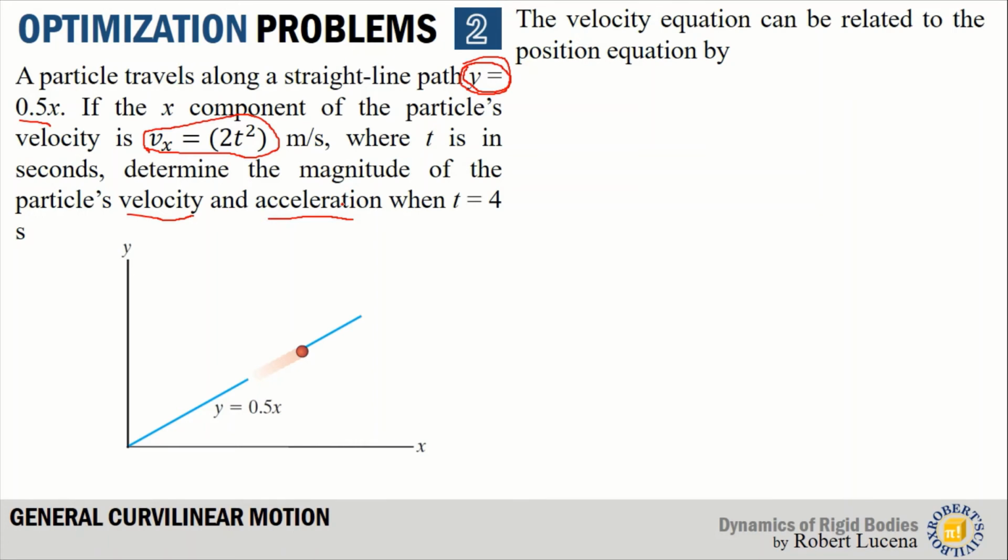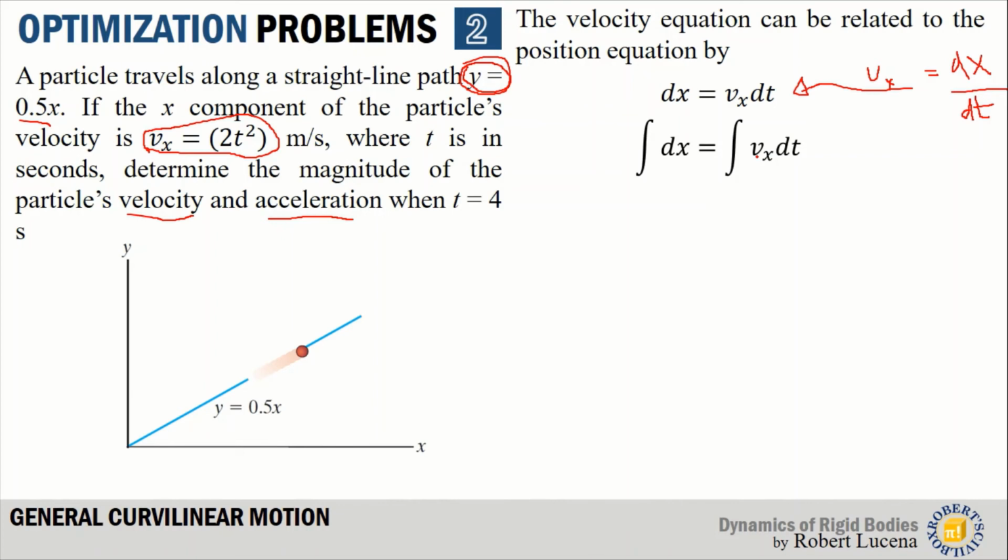So the first thing we do is to get the velocity equation related to the position equation by this equation. Recall that velocity vx is also dx over dt. Now rewriting this equation yields this one. Solving for dx, we have dx equals vx times dt.